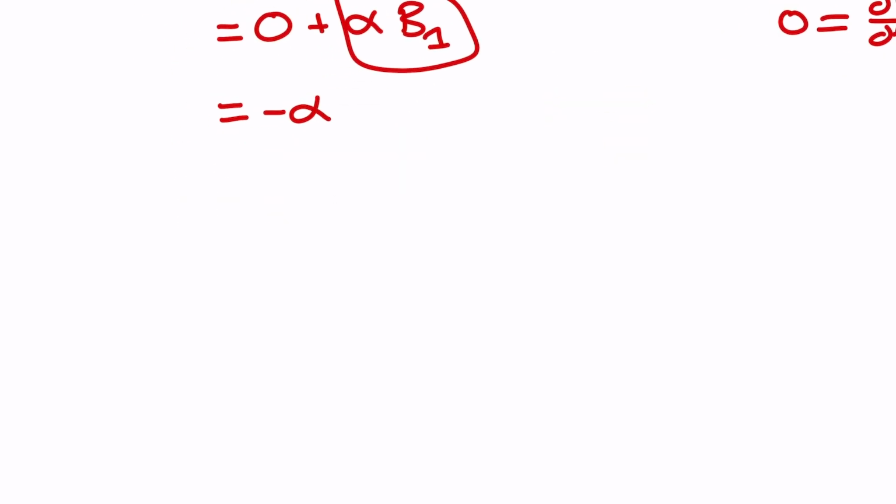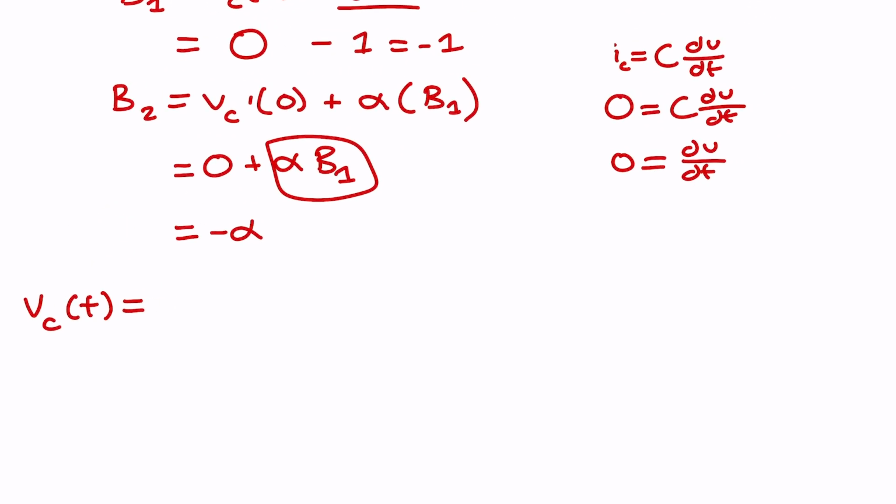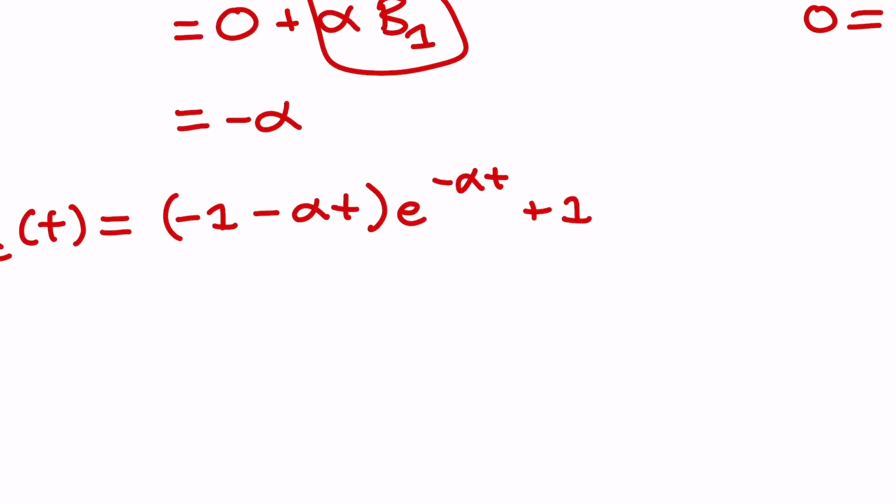All right, so let's start plugging in. VC of t is equal to B1, which is -1, minus alpha t, this all times e to the negative alpha t, right? Plus VC to infinity. Again, this thing just becomes 1. All right, this is our equation, our base equation for now.